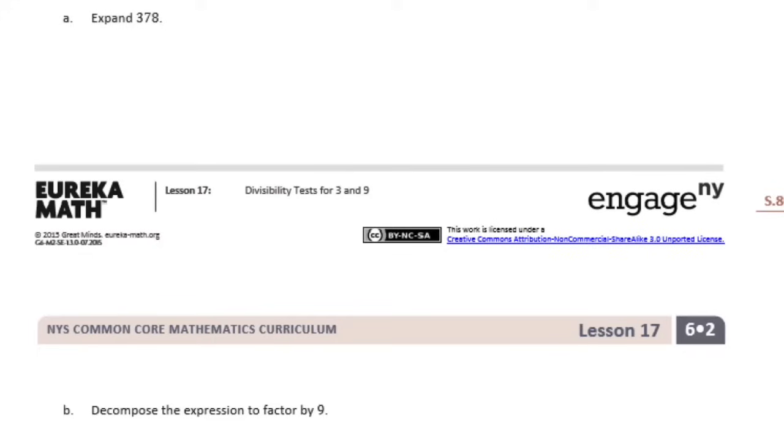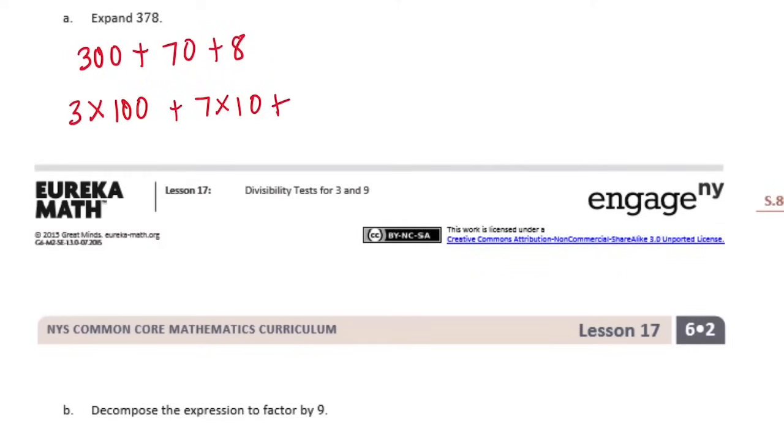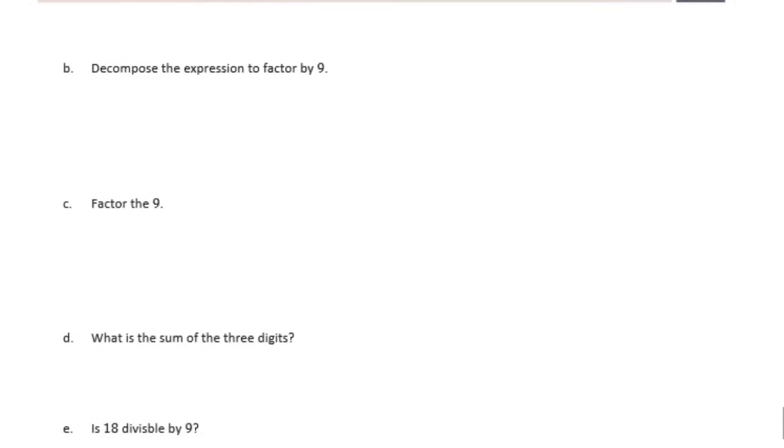So the first thing we're going to do is expand 378. So writing it in expanded form like we learned in 5th grade. So that would be like 300 plus 70 plus 8. Or if we really want to expand it, we can say 3 times 100 plus 7 times 10 plus 8. We could do 8 times 1, but we'll just leave it as plus 8.